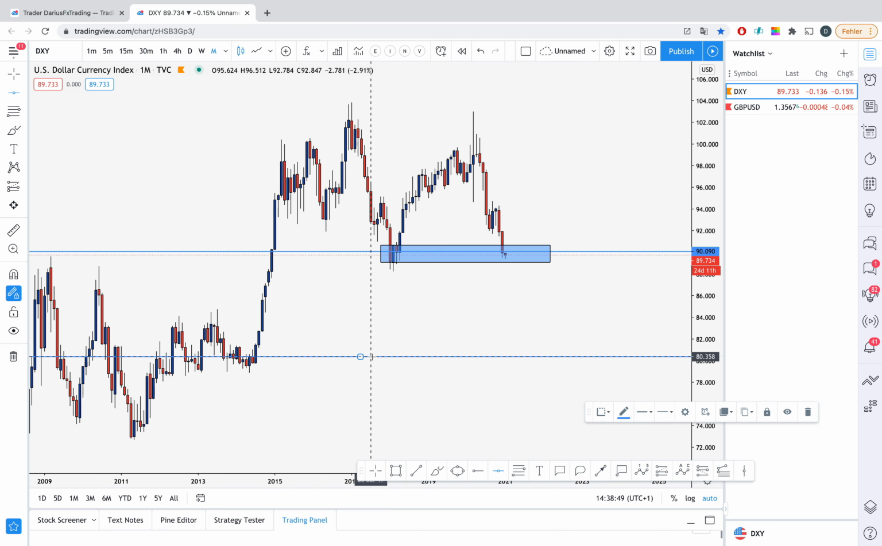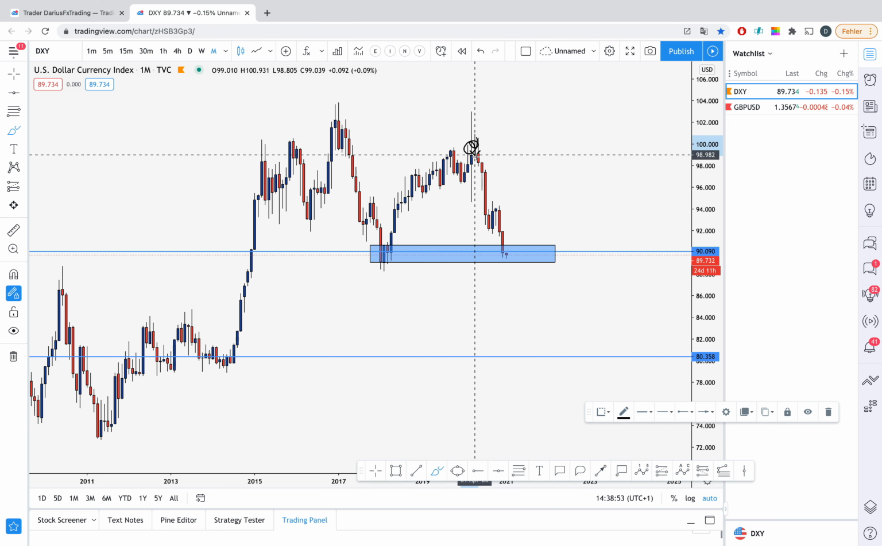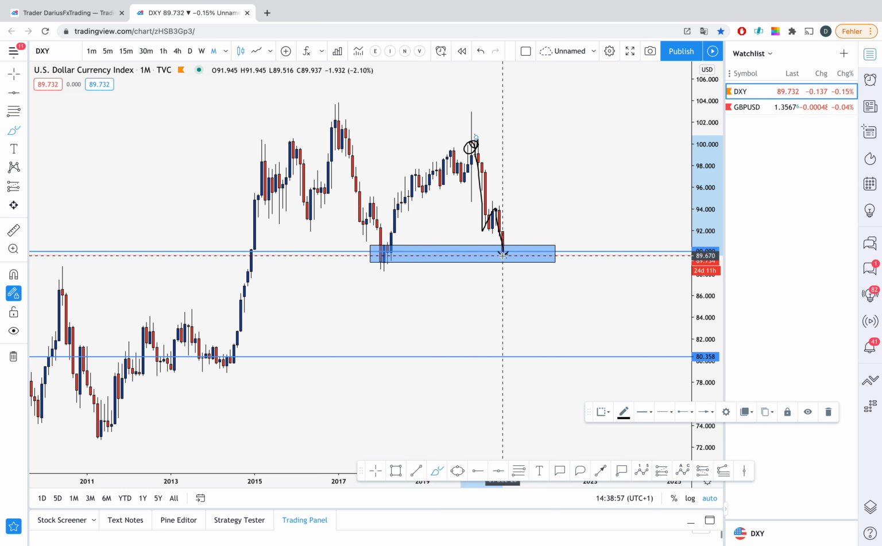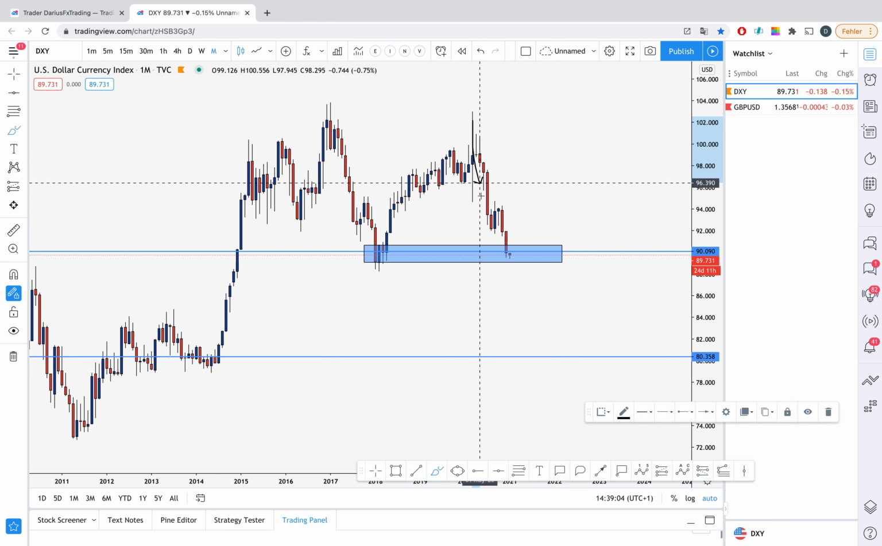But also what is super important is to understand how the DXY was moving to the downside. You can see that it went down in this impulse correction, and now we are again in the next impulse. And this impulse is also the wave number 3, which is usually the biggest wave, but also the wave number 1 could be the biggest one.